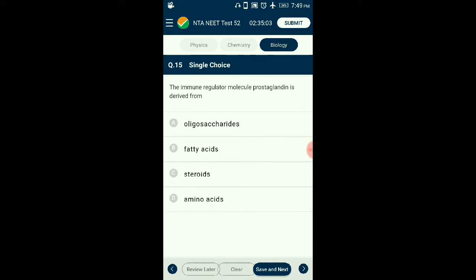Question number 15. The regulator molecule prostaglandin is derived from... Prostaglandins are a type of lipids that are produced at the site of injury or tissue damage. These help in controlling inflammation, blood flow, and even the formation of blood clots. They are synthesized from arachidonic acid, which is a 20 carbon containing fatty acid, by the enzyme prostaglandin synthetase. So the answer is option B, fatty acids.